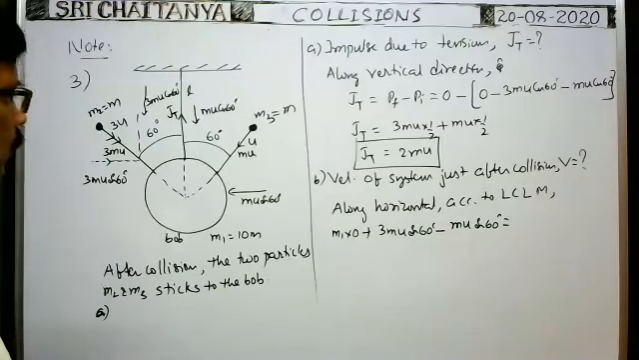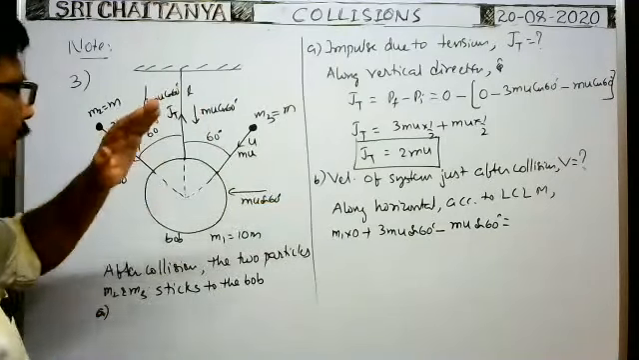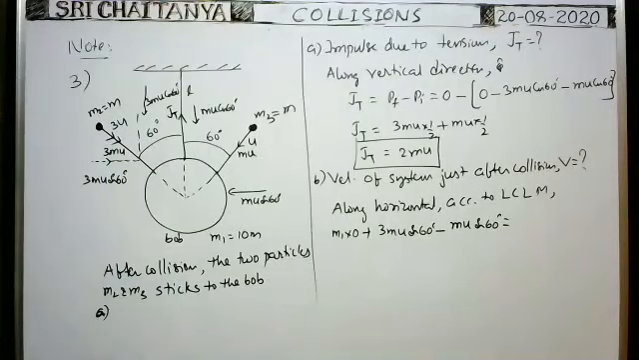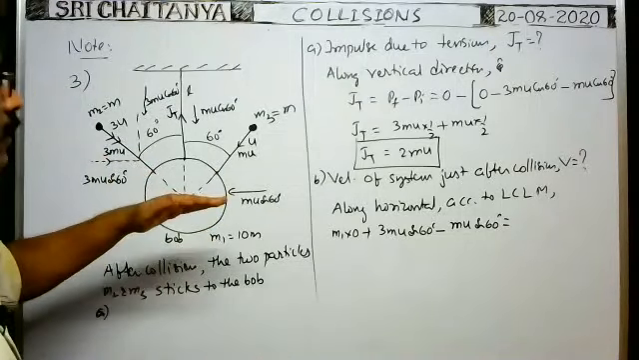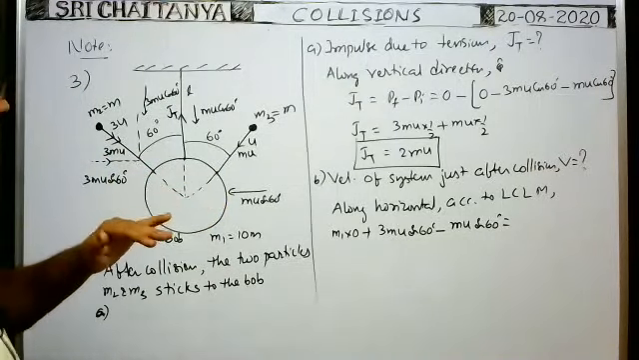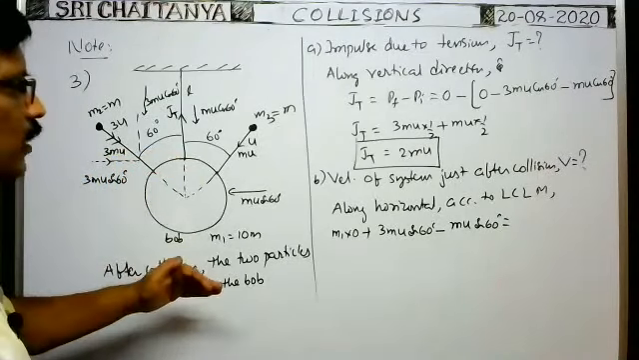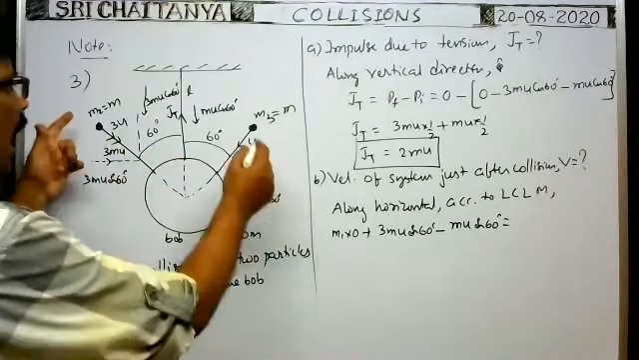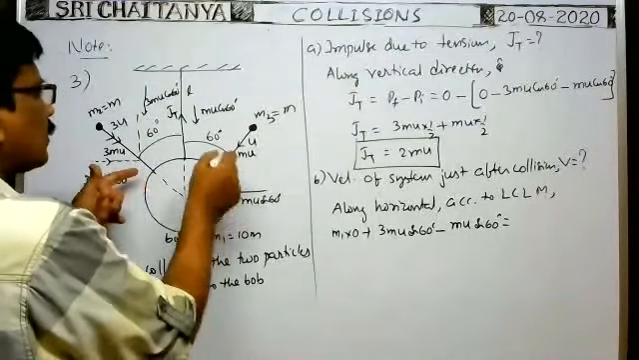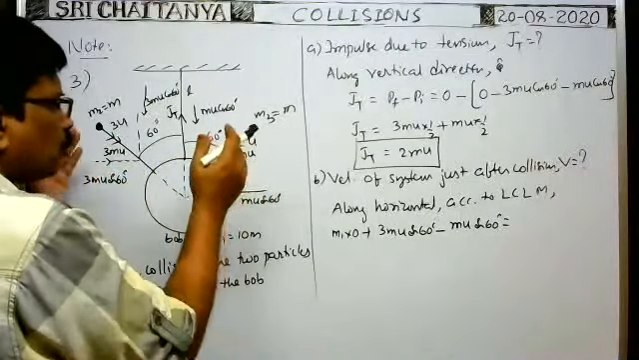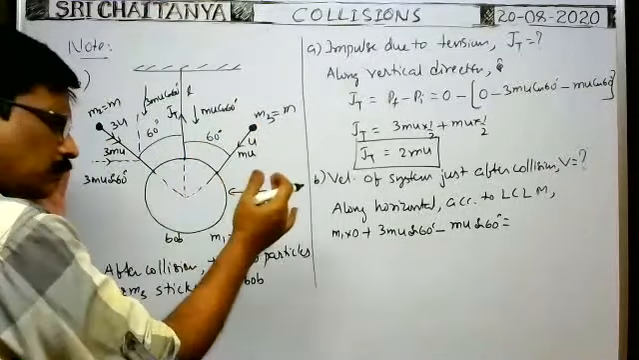Even after collision also, along horizontal direction, there is no external force acting on the system. That's why momentum is conserved. Even after collision, along horizontal direction, momentum does not alter. So immediately after collision, what is the momentum of the system along horizontal direction? After collision, as the two particles stick to the sphere, the two particles and this bob move together.